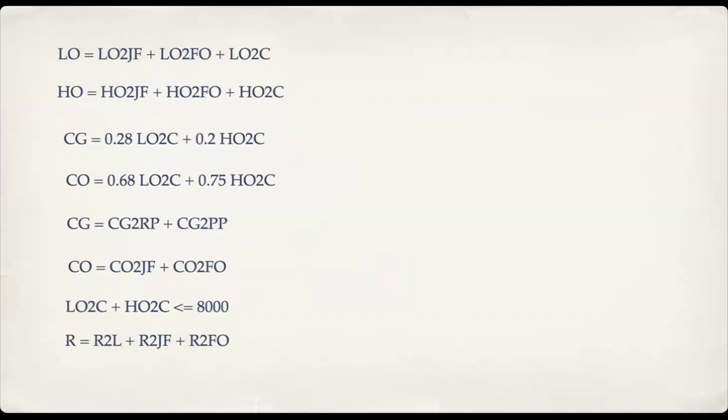Okay, the first two constraints in this slide are from the mass balance, okay? And the next one, this one, Cg equals 0.28 LO2C plus 0.2 HO2C. These are yields, right, of the cracked gasoline and cracked oil from cracker.